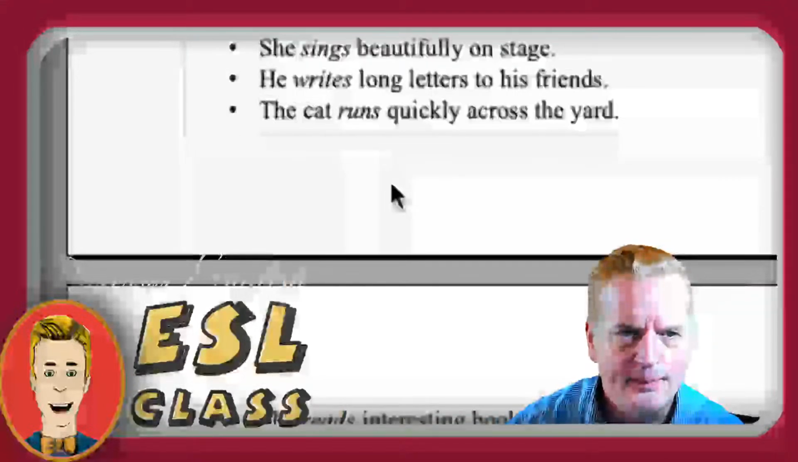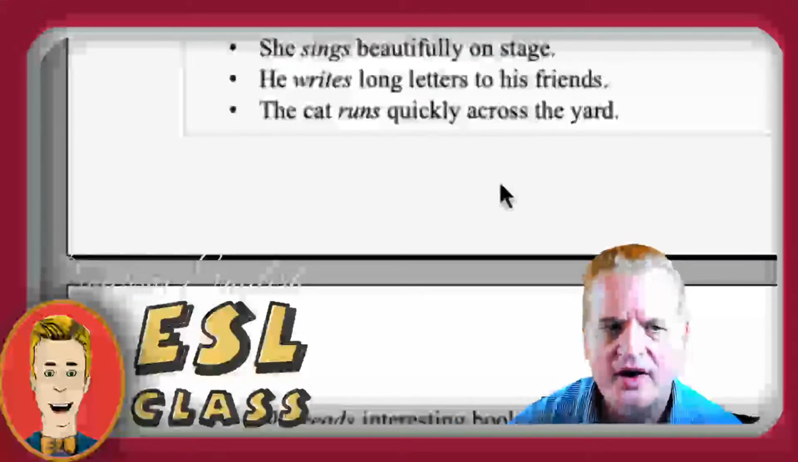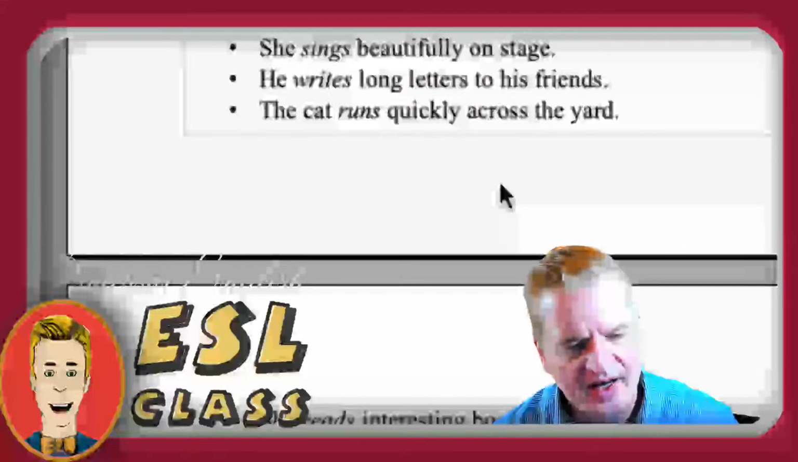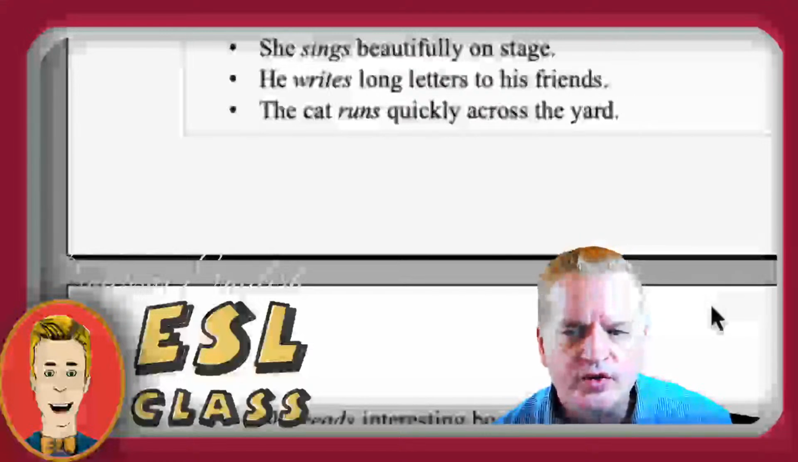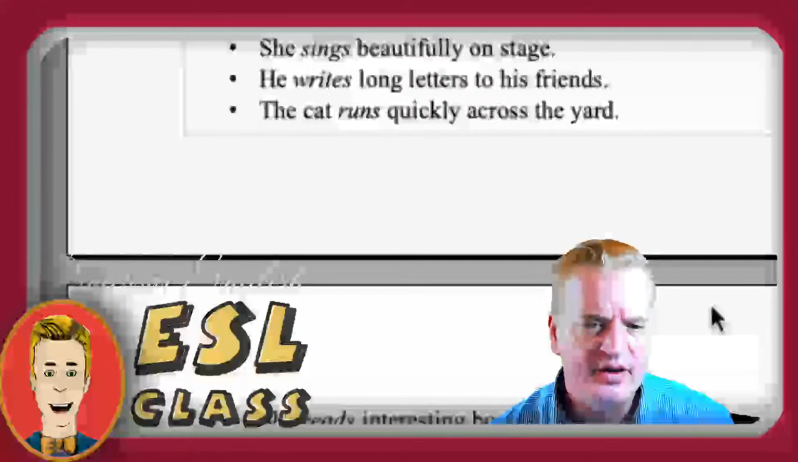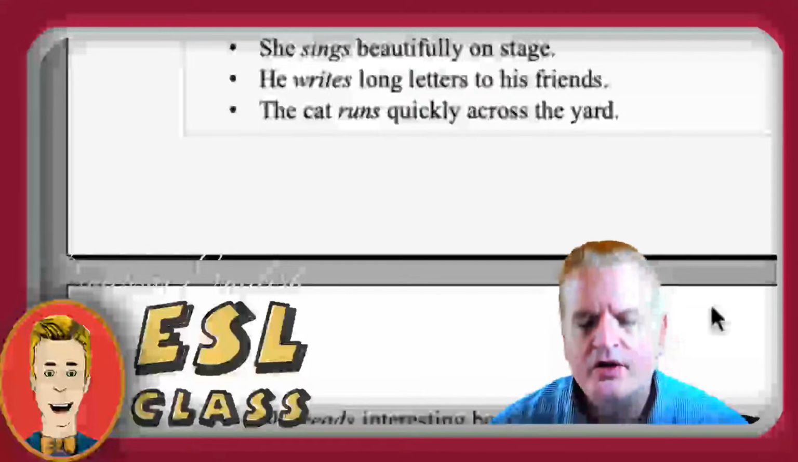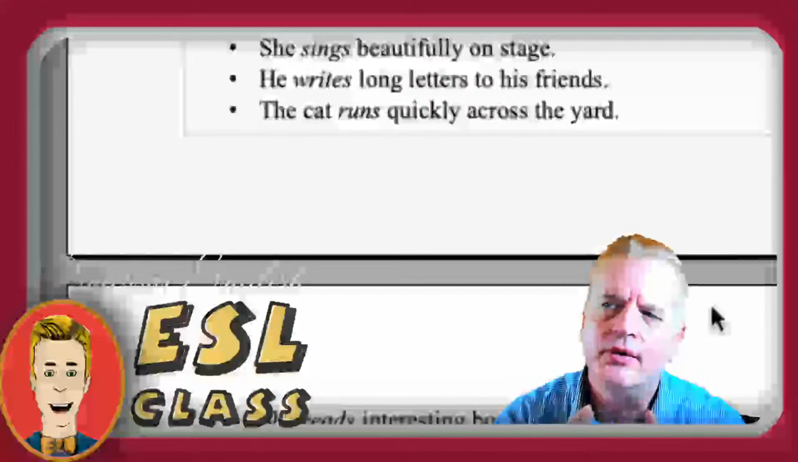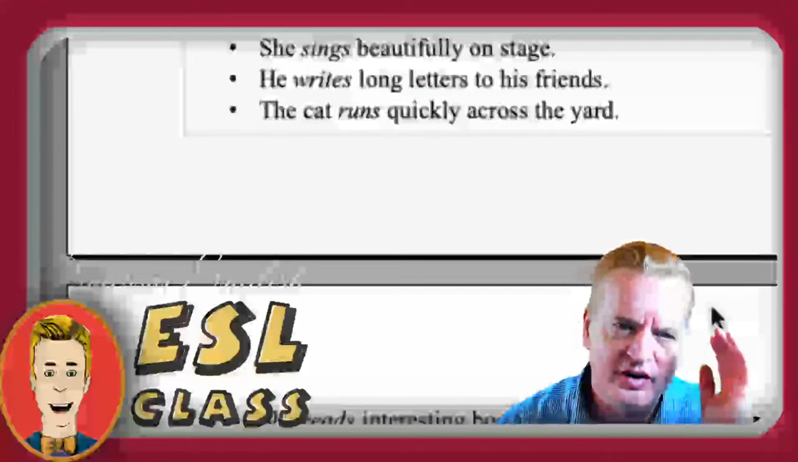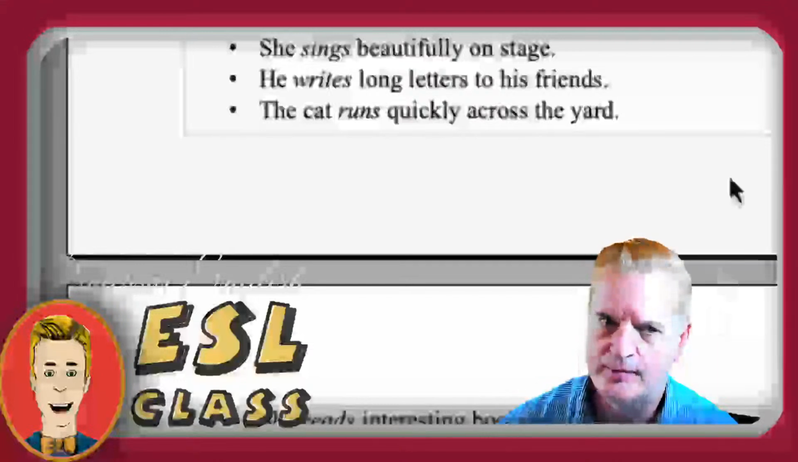Okay, let's try the next sentence, which is, she sings beautifully on stage. Can you identify any adverbs or adjectives in that sentence? Beautifully is an adverb. Let's make this our focus word. Normal beautifully. Focus beautifully. She sings beautifully on stage.